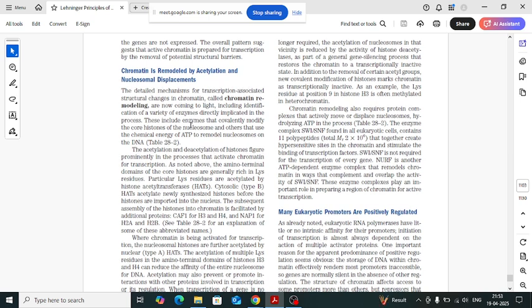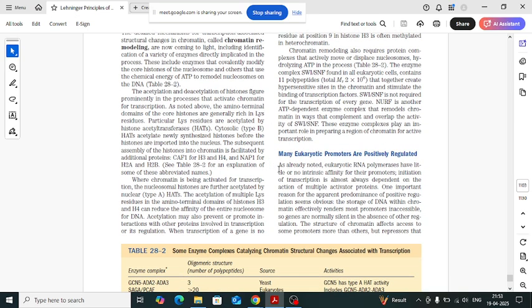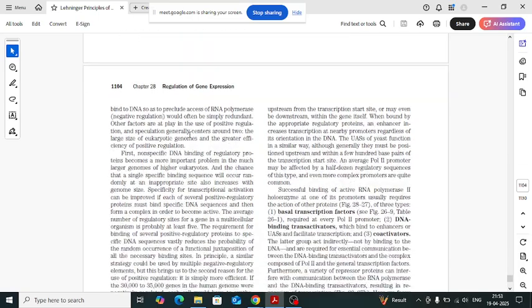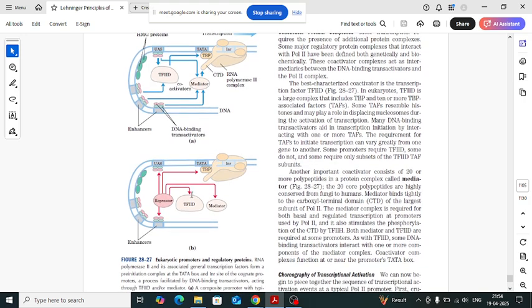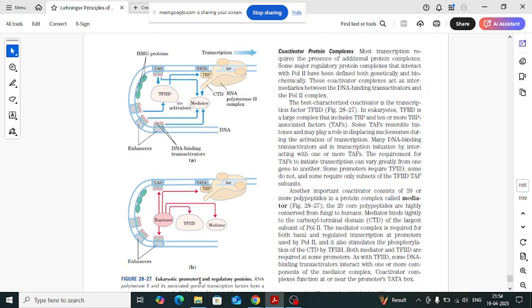Right. So many eukaryotic promoters are positively regulated and many are negatively regulated. So this is a typical eukaryotic promoter and regulatory proteins, right? But in eukaryotes, the genes have a promoter upstream. Along with that, they also have a sequence where the transcriptional activators can bind, which is the UAS, and there are some sequences very distant from the promoter, which are enhancers. That is the binding site of the activator, right? Activators are DNA binding.